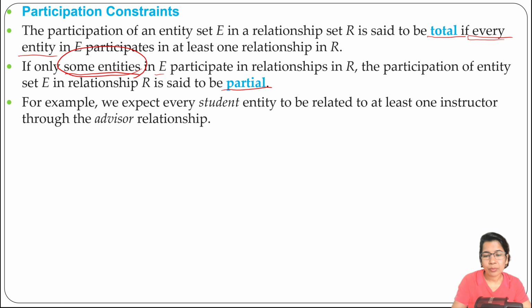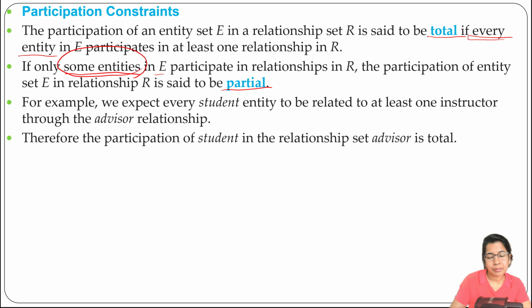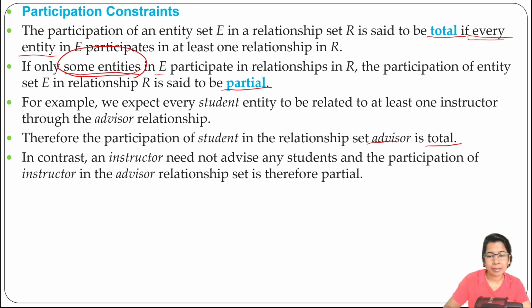For example, we expect every student entity to be related with at least one instructor in the advisor relationship. So that is a total participation. Therefore the participation of student in the relationship advisor is total, whereas all instructors need not advise a student. So that's why the instructor participation is partial in the advisor relationship. Clear? The student participation is total in the advisor relationship, whereas the instructor participation is partial. Maybe some instructor need not advise any student, right?